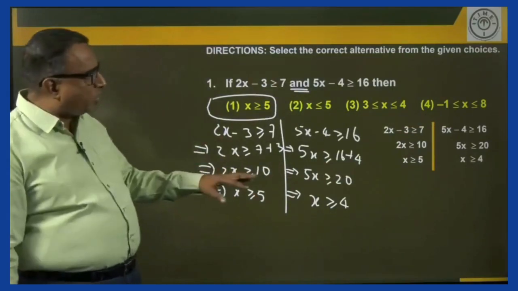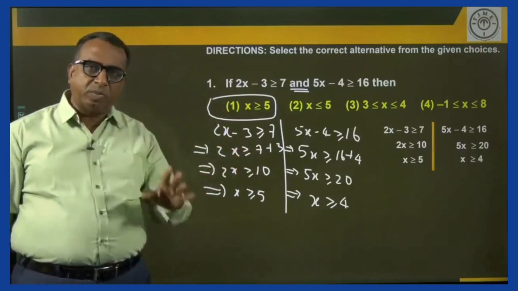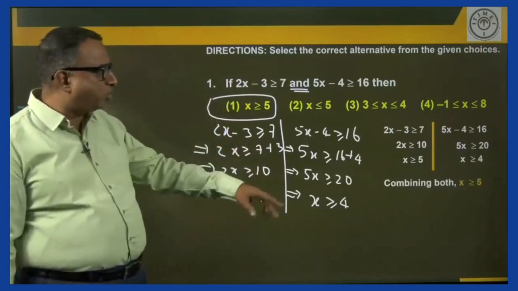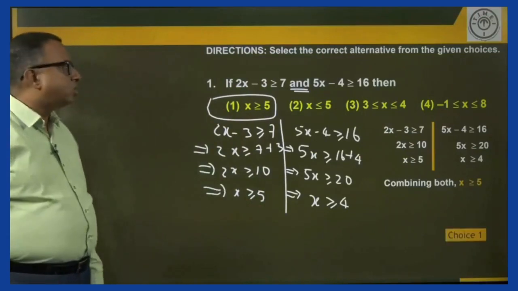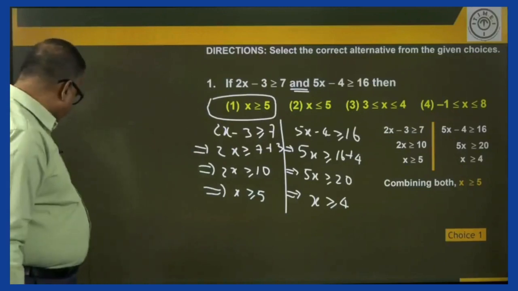If x is more than 4, it may or may not be more than 5. If x is more than 5, definitely it is more than 4. So, combining both, you get x is greater than or equal to 5. So, choice 1 is the answer for this. Clear, students? Right.